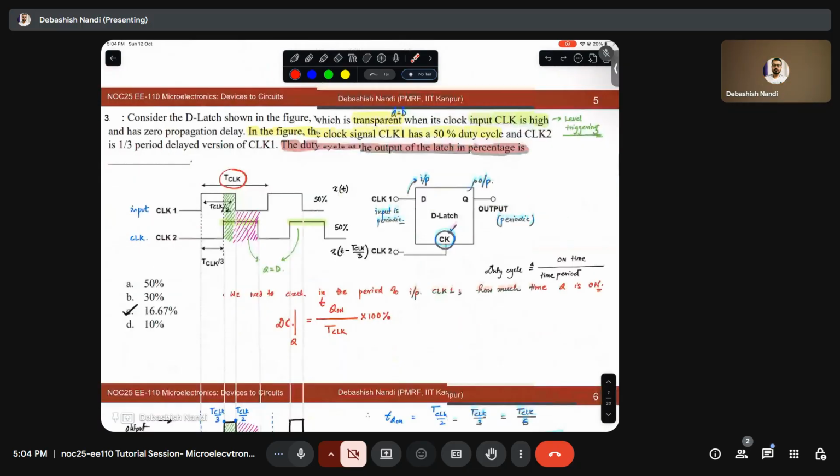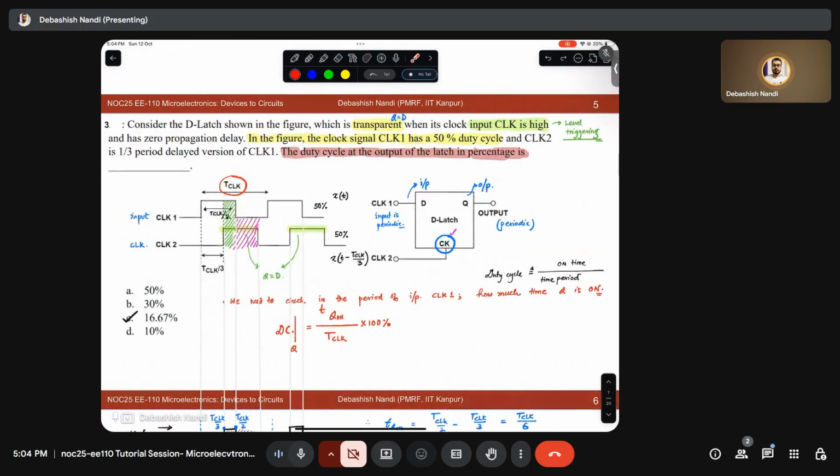Okay. So the next problem was a D latch problem. We have discussed the working of a D latch, that transparency means Q will be equal to D when the clock is high. That means when it is level triggered, right? And the zero propagation delay and so on. So in the figure, the clock signal has a 50% duty cycle. That clock 2 is a shifted version, so it will also have a 50% duty cycle.